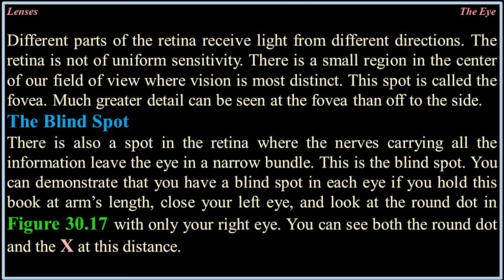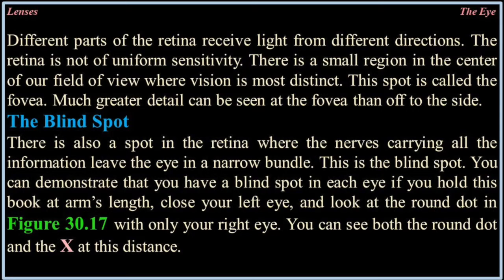Different parts of the retina receive light from different directions. The retina is not of uniform sensitivity. There is a small region in the center of our field of view where vision is most distinct. This spot is called the fovea. Much greater detail can be seen at the fovea than off to the side.